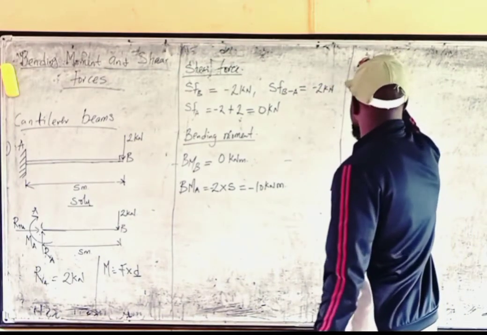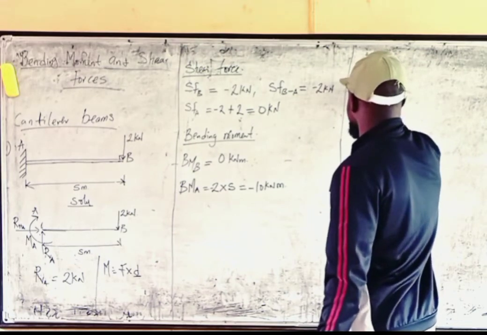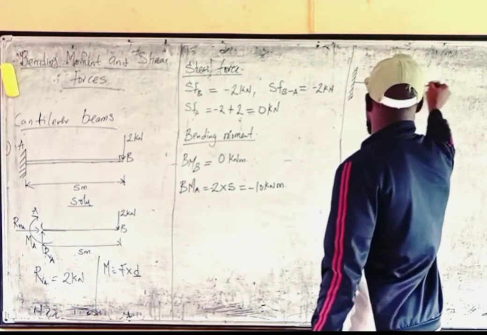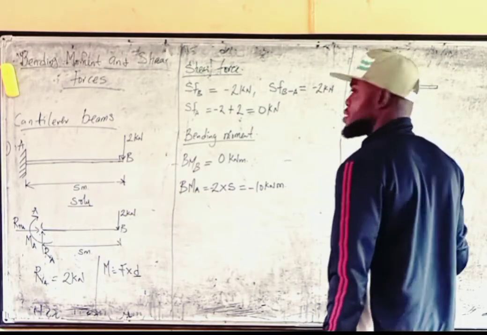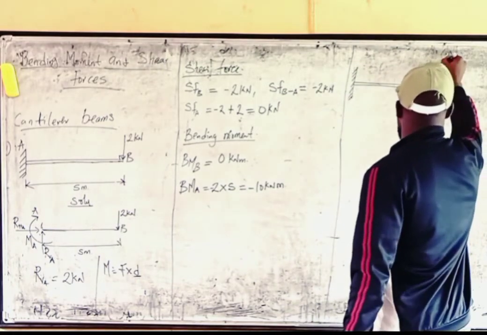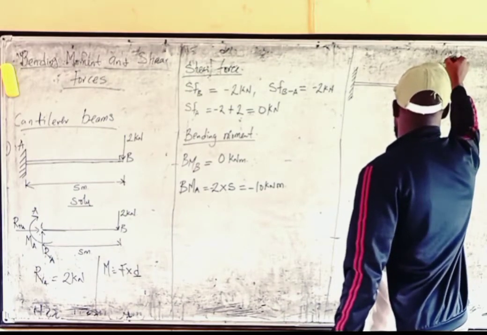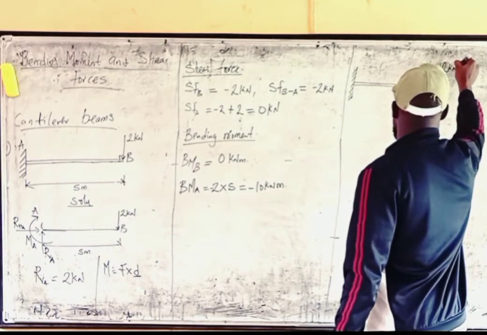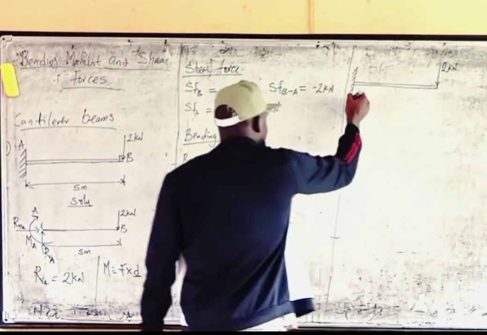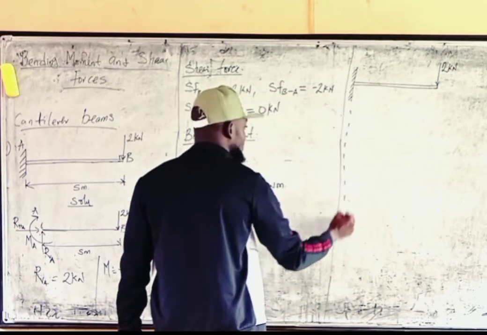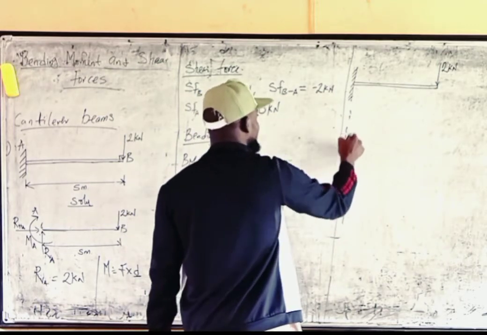So what you do is draw out the beam. It's very nice to do it this way. You draw out the beam, then we have a load of 2 kilonewtons. Let's just trace a line downward. Then let us draw out the first one, which is the shear force.